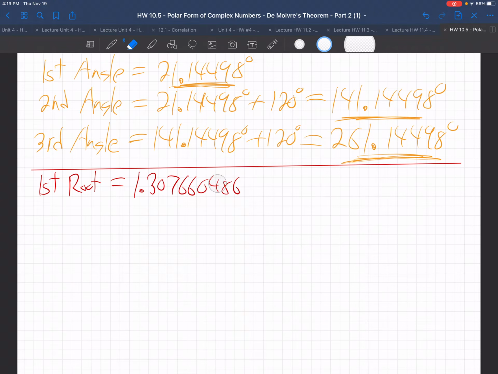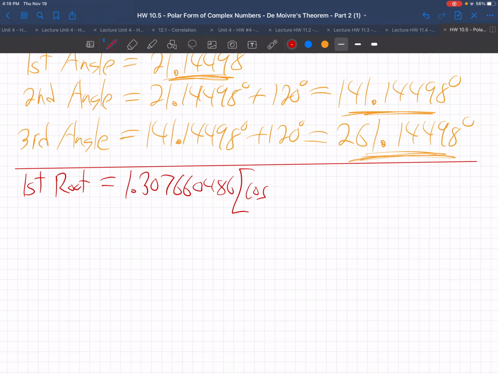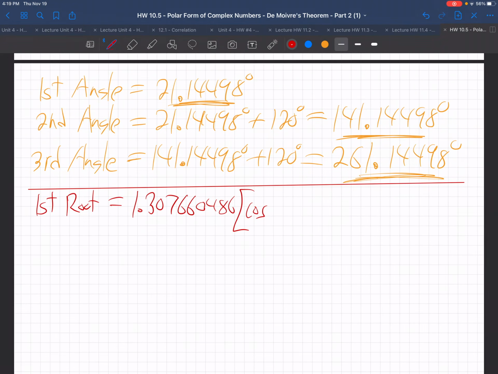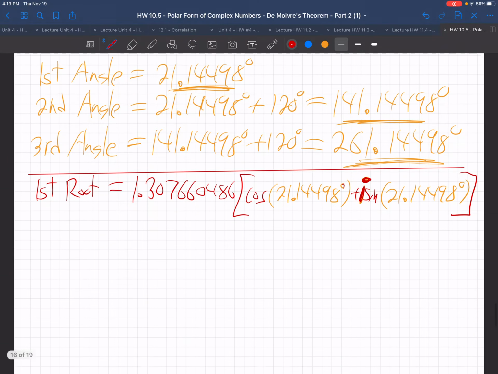1.307660486. Probably more digits than I need. Times cosine of the first angle. What's our first angle? 21.14498 degrees. Plus I sine of that very same angle, 21.14498 degrees. Yeah, so don't forget that I. It's important. That's your first root answer.